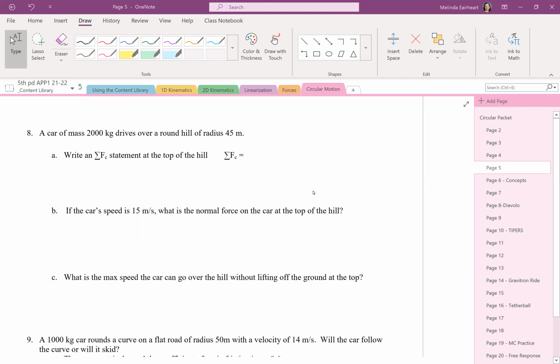So we've got a car of mass 2,000 kilograms. It drives over a round hill of radius 45 meters. So that's 45 meter sticks. It's a pretty good hill. If you imagine 45 meter sticks put end to end.